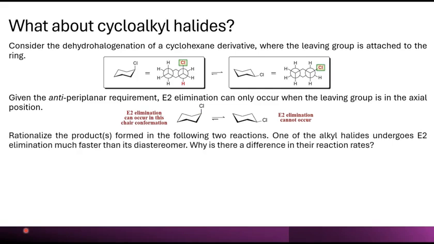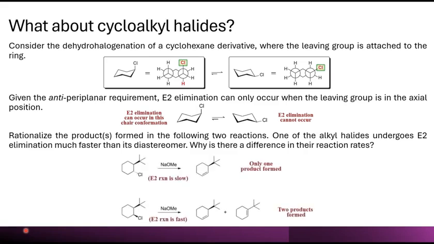Rationalize the products formed in the following two reactions. One of the alkyl halides undergoes E2 elimination much faster than its diastereomer. Why is there a difference in their reaction rates?